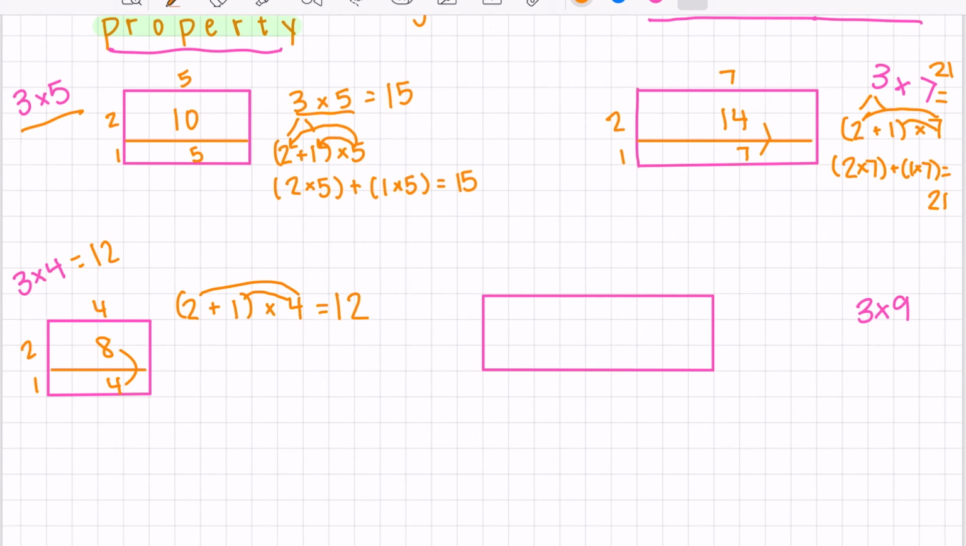And lastly, let's look at this with 3 times 9. What I would like for you to do is press pause and try it on your own. When you're ready to check, press play.